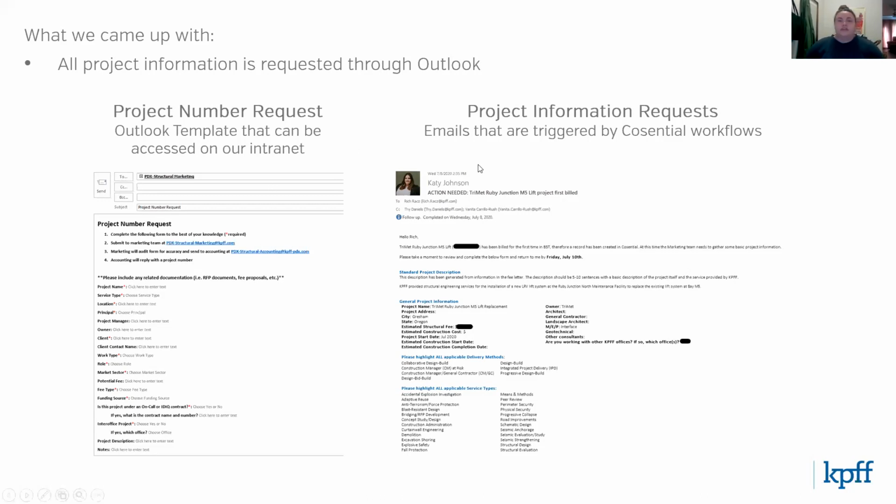And then our project information requests, same thing. These are actually workflows that I created in CoCentral. They're all automatically generated. It has all of our value lists here, and it's all in the body of an email. We just send it to the project manager, and all we're asking of them is to click reply, highlight things, fill out information where it's missing, confirm information where it exists, all within Outlook.